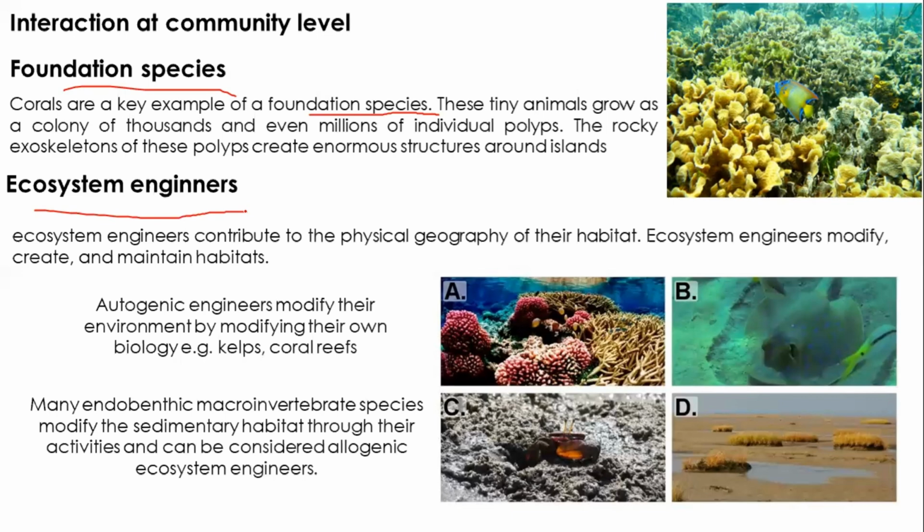Again, you can differentiate ecosystem engineers into autogenic and allogenic. Autogenic engineers modify their environment by modifying their own biology. Okay. For example, kelps and coral reefs. Why am I saying kelps and coral reefs? Because coral reefs, as I said, modify the environment because they produce calcium carbonate as a result of their metabolism, and kelps, as a result of their metabolism, do photosynthesis and create an environment which is suitable for other organisms to live in. Okay.